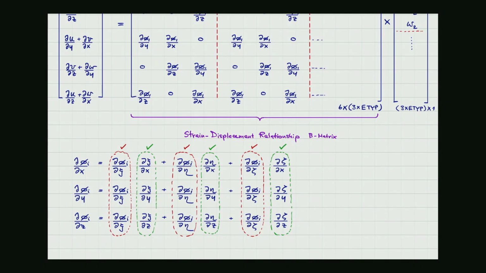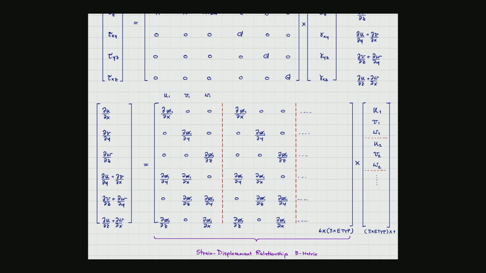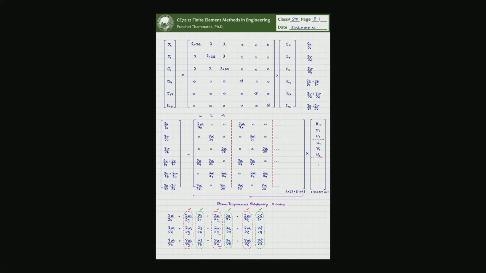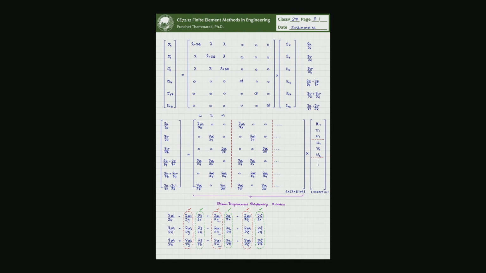You get all the entries ready to fill into the B matrix, and from this point your B matrix is ready. Then you come to the numerical integration.